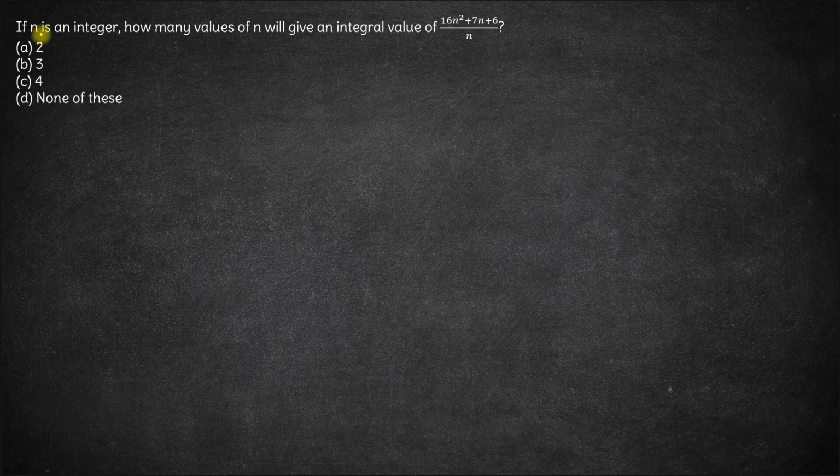Hi, in this question we have, if n is an integer, how many values of n will give an integral value of this expression? Now remember, we are talking about only integral values. They can be either positive or negative, right? So we have the expression 16n square plus 7n plus 6 whole divided by n. This has to be an integer.